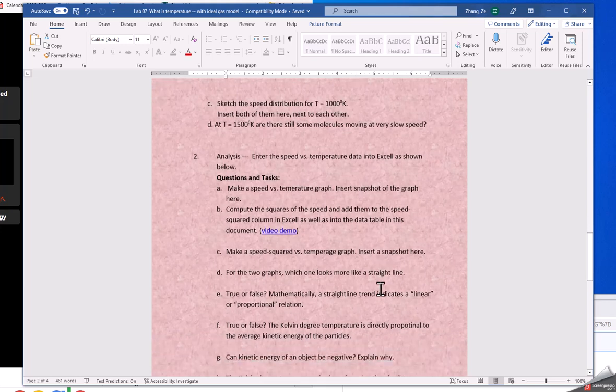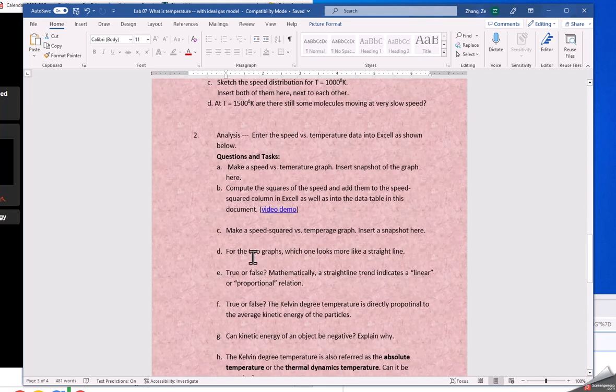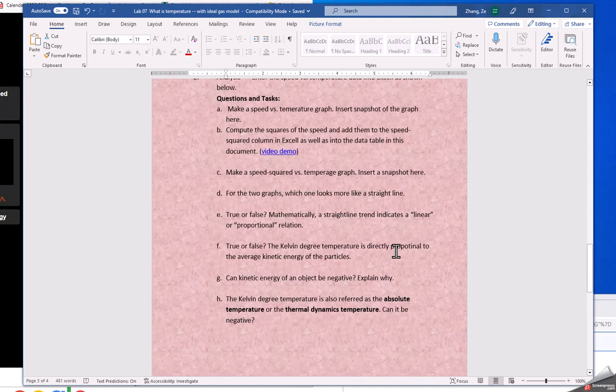And then for the two graphs, there's a question: which one looks more like a straight line? Of course, I will ask you. And then this question, true or false? Mathematically, a straight line indicates a linear or proportional relation, and that's true. Which means if you see a straight line, the speed squared, which is proportional to kinetic energy, averaged, gives a straight line with temperature. The temperature and the average kinetic energy have a straight line relation, which means they are proportional, and that in fact defines the temperature.